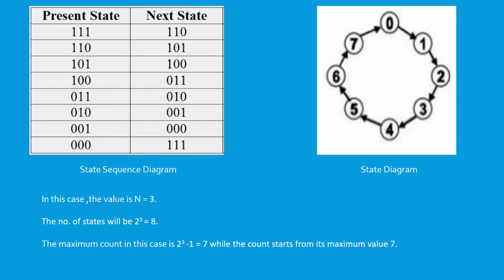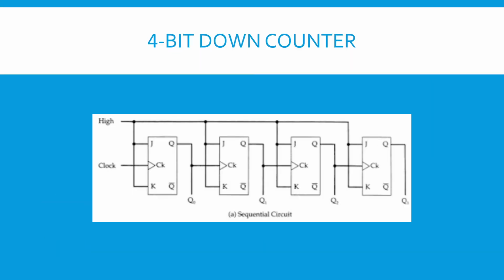For a 3-bit counter, n is equal to 3 and the number of states will be 2 to the power 3, which is equal to 8, and the maximum count in this case will be 2 to the power 3 minus 1, which is equal to 7, while the count starts from the maximum value 7. For a 4-bit counter, we have to use 4 JK flip-flops, and similarly the circuit diagram can be visualized from the previous background. This type of circuit diagram we will get.